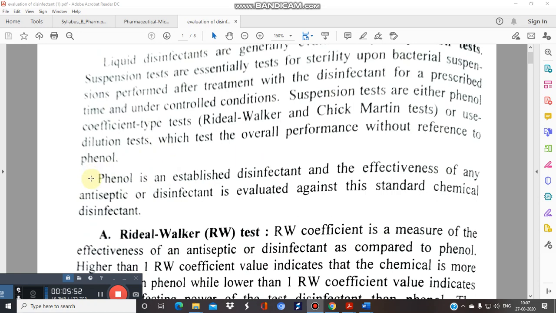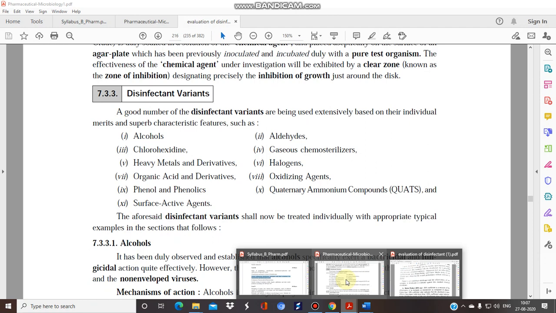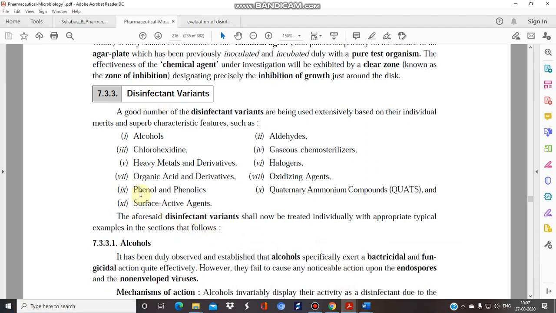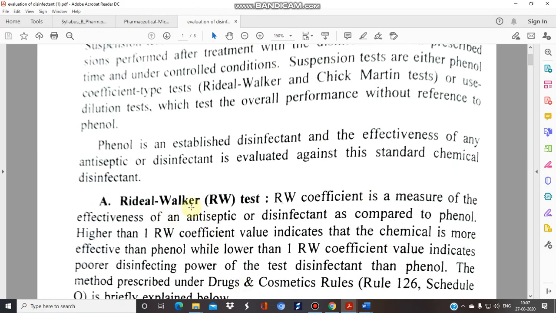And we will use phenol as a standard here. Phenol is an established disinfectant, and the effectiveness of any antiseptic or disinfectant is evaluated against this standard chemical, because we have already covered that phenol is used as a disinfectant. In the Riddle-Walker test and the Chick-Martin test, we will use phenol as a standard and we will calculate the phenol coefficient.